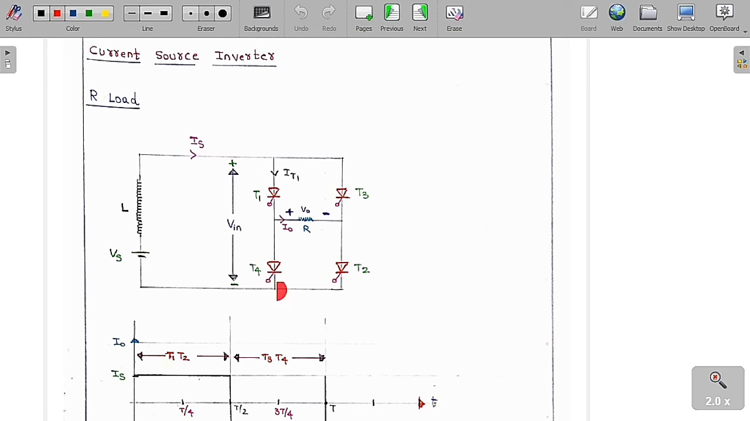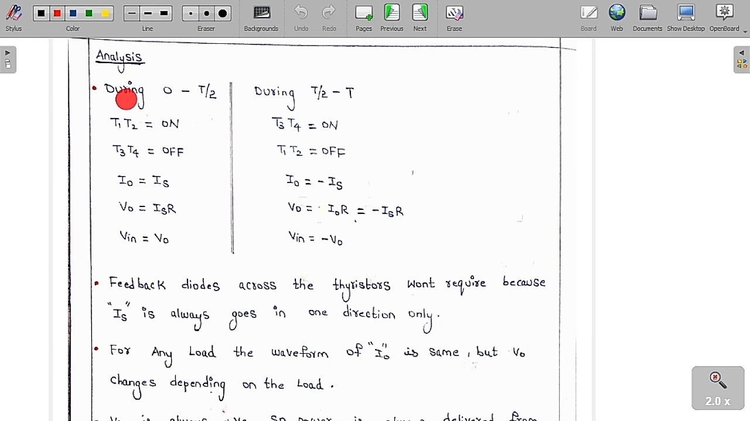Now we are going to analyze this circuit. So here you can see clearly, during 0 to T by 2 we are going to turn on T1, T2, and we are going to turn off T3, T4. So from the circuit diagram we can say that I0 is equal to IS, and also V0 is equal to I0 into R, but I0 is equal to IS.